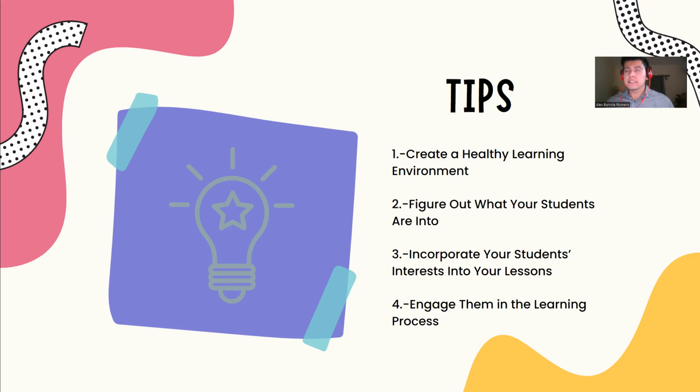This one can be as easy as giving them two options. Like, we are seeing this topic. We can do this activity or this one. Which one do you prefer? And in that way, you are going to engage them in choosing what is going to happen in the class.